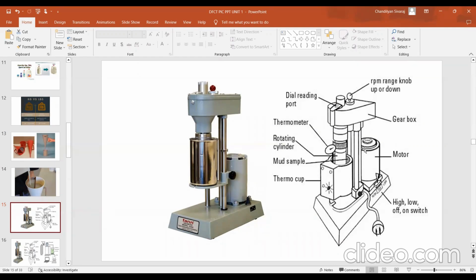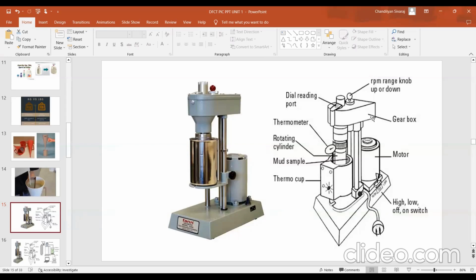There is a motor to keep this assembly connected to the rotating cylinder. From the motor, the rotary motion is taken here, and this is a shaft. Simply, you can call it a shaft, and that shaft keeps rotating. Inside the sleeve or the container or the thermo cup, here we will pour the drilling fluid or the cementing fluid to measure the viscosity.